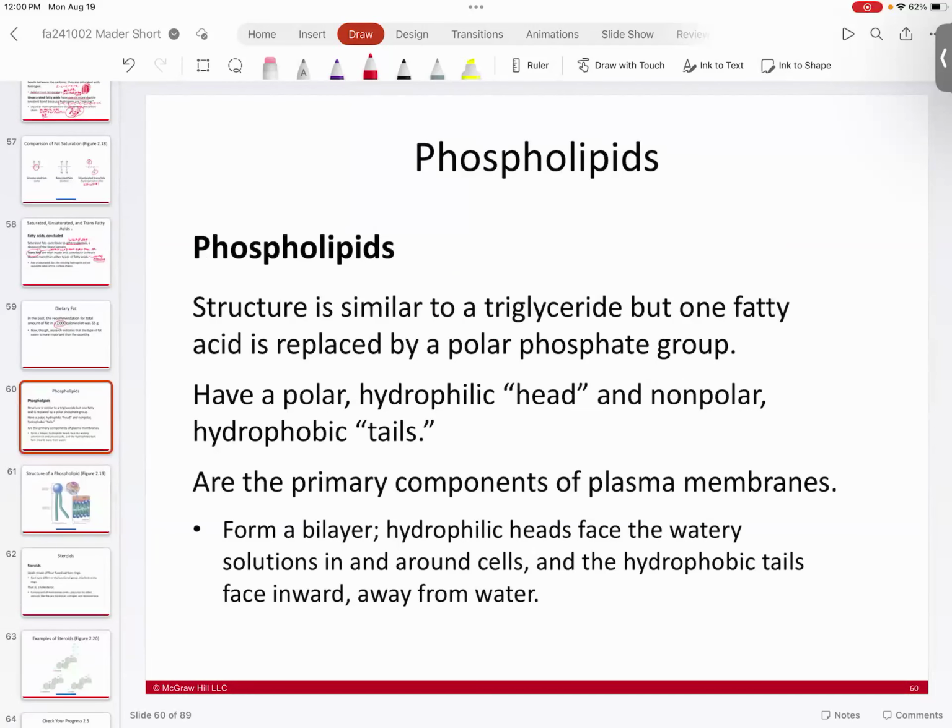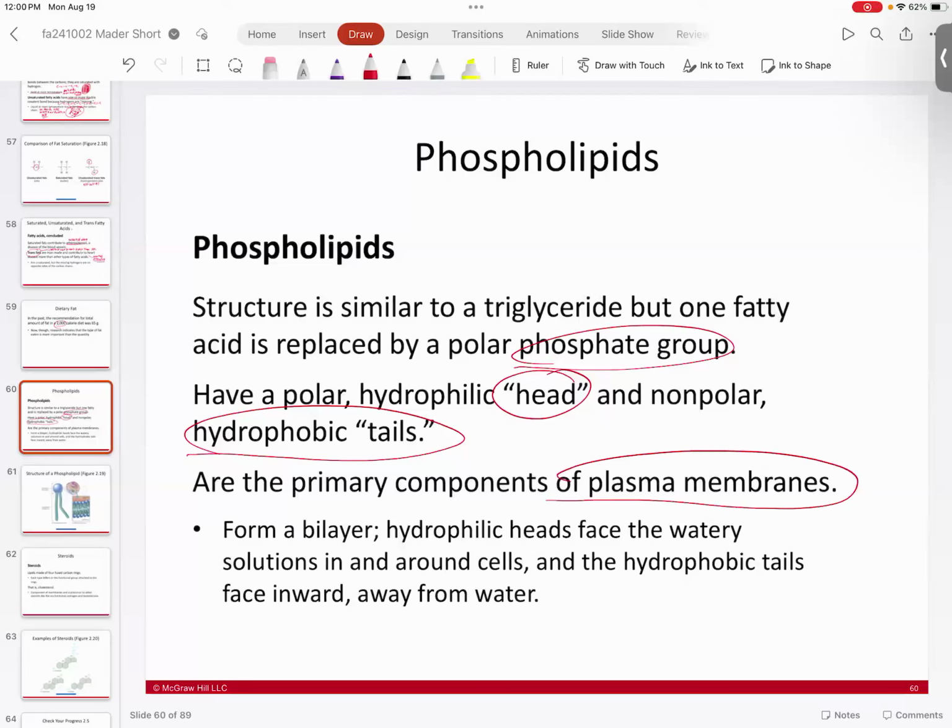Phospholipids, when you take a look at these guys, they're similar to a triglyceride in the sense that they have the glycerol plus the three fatty acid tails. Only in this case, they replace one of those fatty acids with a phosphate group, and we'll take a look at this in just a second. This phosphate group has a polar phosphate head, whereas the two tails are non-polar. Ultimately, this is a huge component of plasma membranes. We're going to talk about this in future chapters. And this forms a lipid bilayer, which is essentially what the membrane is. We're going to talk more about this in the future.